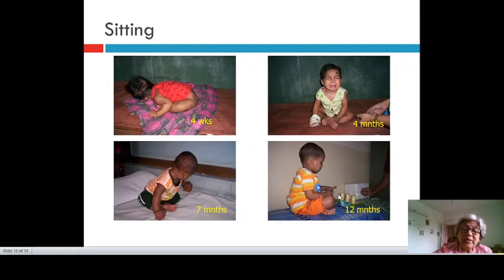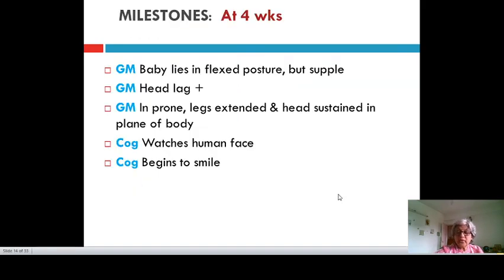Now, if I place all of these babies in a sitting position, what do I see? At 4 weeks, the baby just bends on himself. No control. At 4 months, the baby can maintain a sitting position with support on his hands and the back is rounded. At 7 months, no support is required and the baby can even turn and take an object which is kept at his side. And at 12 months, sitting steadily and playing. So, looking at these pictures, we have an idea about how changes are occurring.